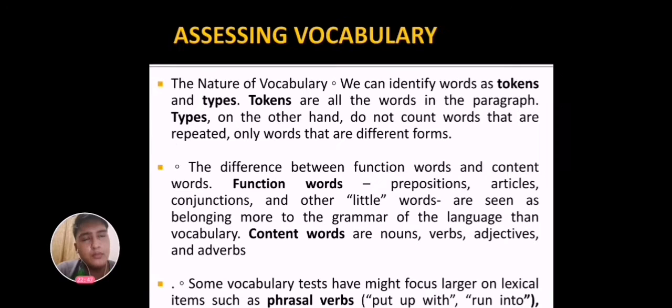Assessing vocabulary. So the nature of vocabulary, we can identify words as tokens and types. So tokens are all the words in the paragraph. And types, on the other hand, do not count words that are repeated, only words that are different forms.